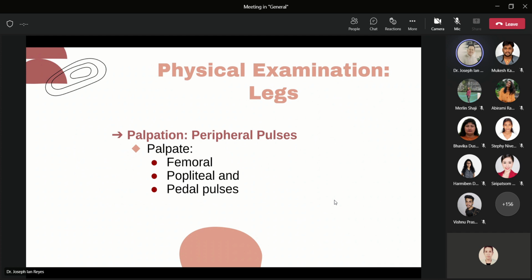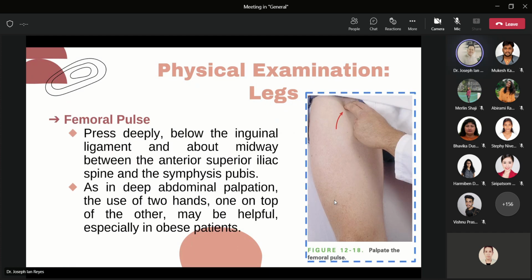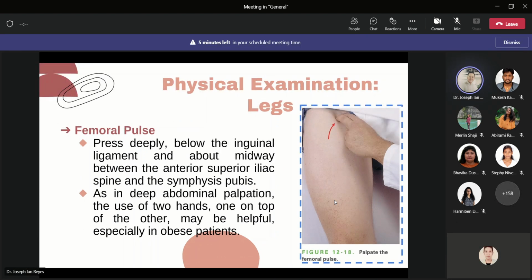So palpation, peripheral pulses that you should be able to palpate. So you should locate the femoral pulse, popliteal, and your pedal pulses. So for the femoral pulse, again, please ask permission from your patient. You press deeply below the inguinal ligament and about midway between the anterior superior iliac spine and the symphysis pubis. Then, as in deep abdominal palpation, use 2 hands on top of each other, especially in obese patients.